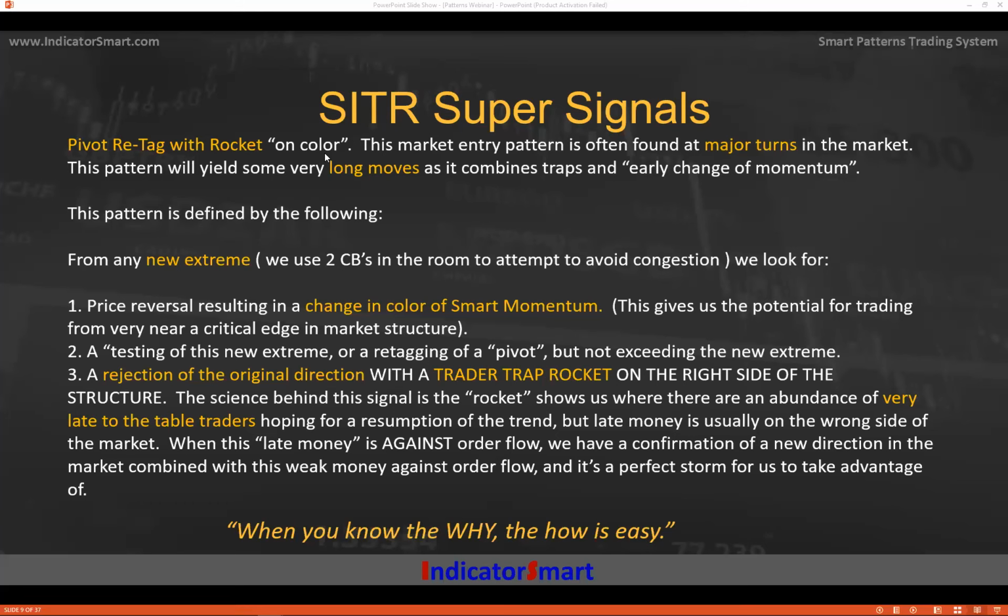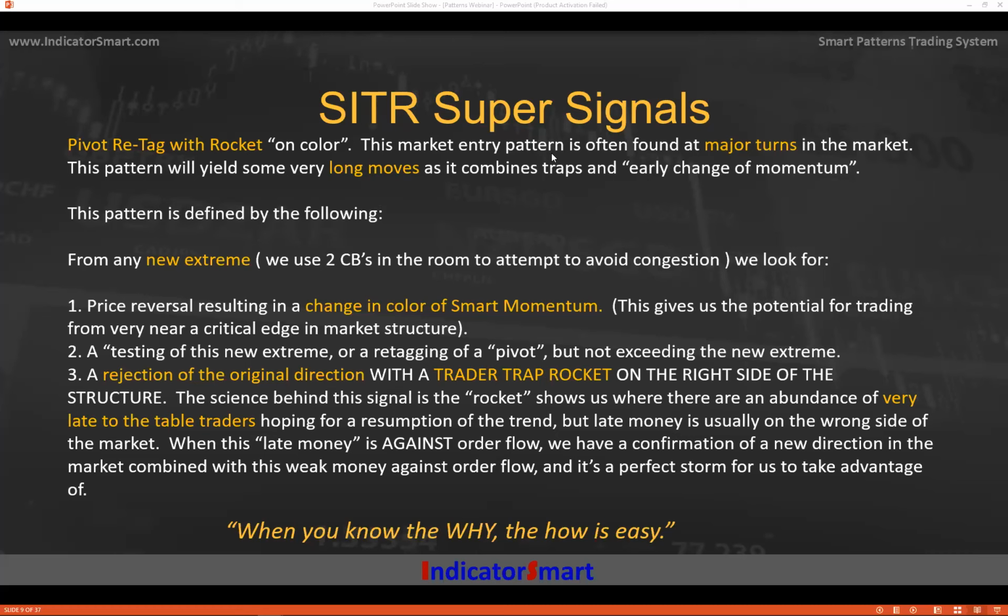Two weeks ago, if I said, hey, what's the recap of the signal? What do y'all want? Pivot retag on color with a rocket. Pivot retag on color with a rocket. And you're going to see why in a minute. Okay, we find this at major turns in the market. Every time the market turns, we don't get it. Every time we get one, it doesn't signal the bottom and the top, but pretty close. It'll give us some very long moves if you decide you want to trade that way.